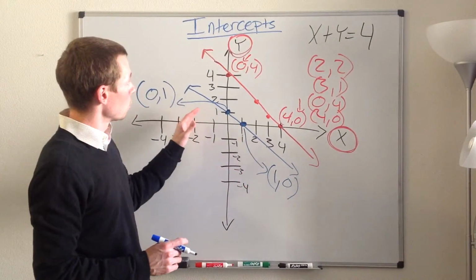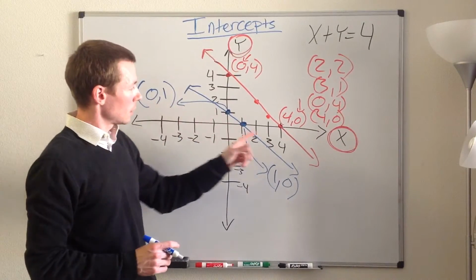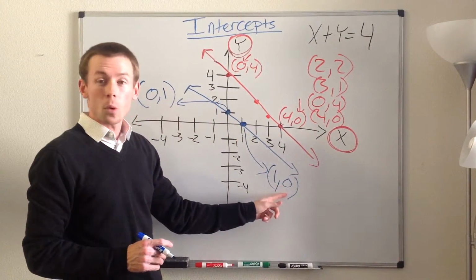Right? So, one more time. When it hits the y-axis, x is 0. And when it hits the x-axis, y is 0. Okay?